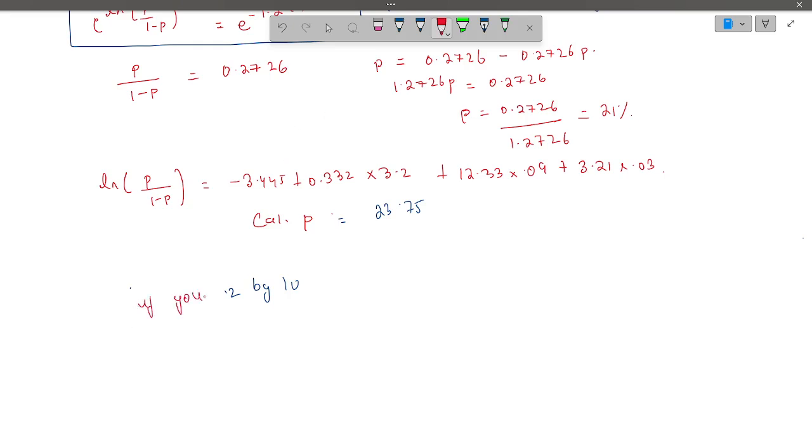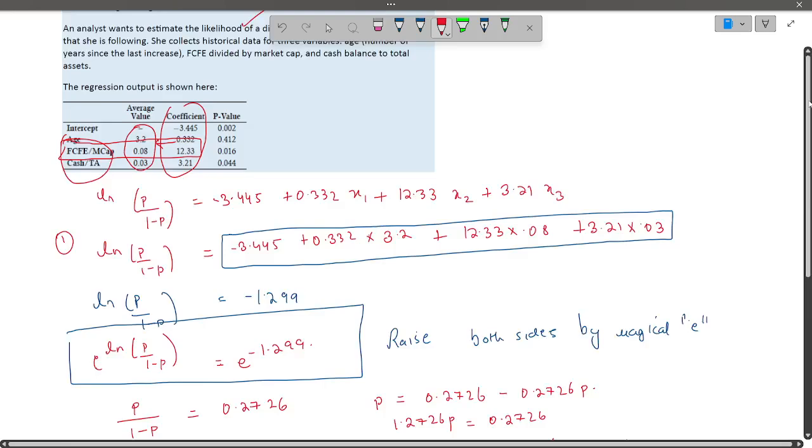if you increase x2 by 1 unit, then the probability changes by 23.75 minus 21, that is 2.75%. So this is the interpretation. Is it clear? Is there any problem with this, guys?